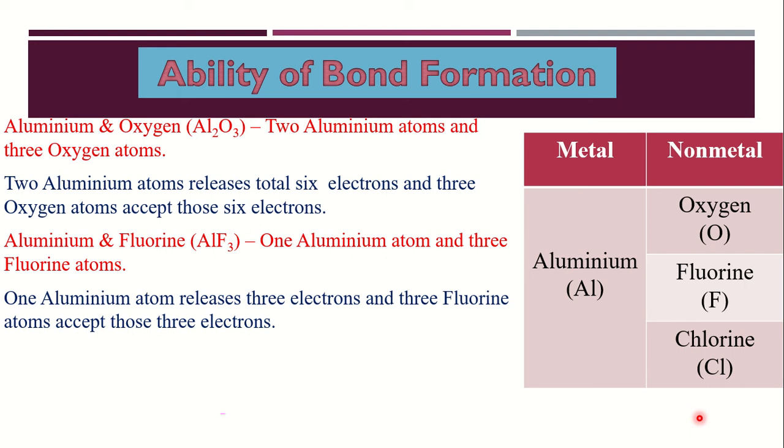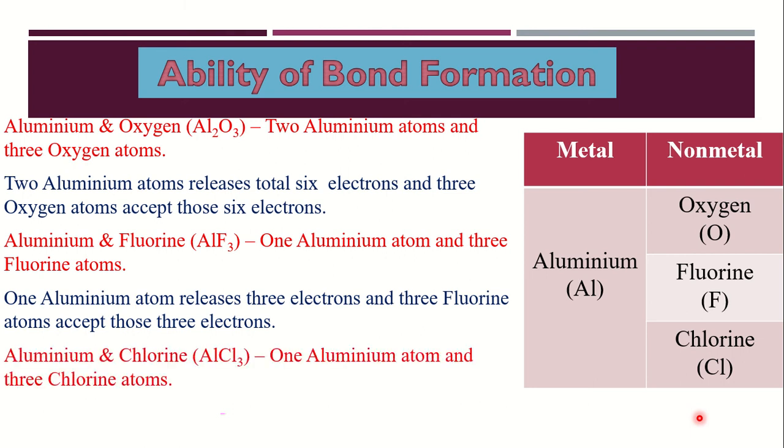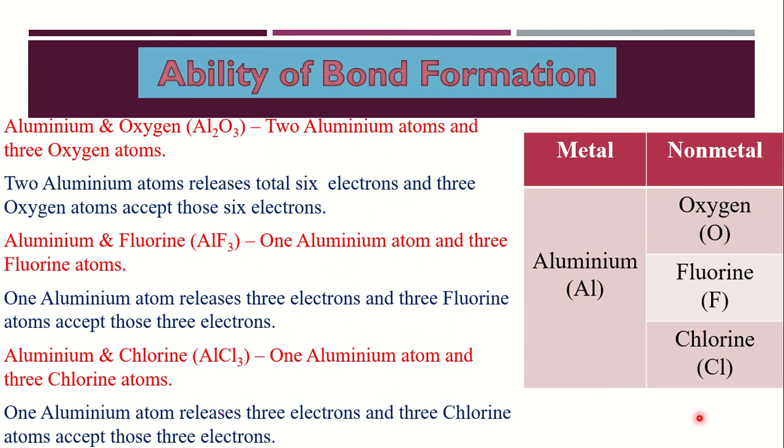Aluminium fluoride, here 1 aluminium atom releases 3 electrons and 3 fluorine atoms come to accept those 3 electrons released by 1 aluminium atom. So the formula of aluminium fluoride is AlF3. For aluminium chloride also same. Aluminium releases 3 electrons and 3 chlorine atoms accept those 3 electrons of aluminium, and the formula of aluminium chloride is AlCl3.